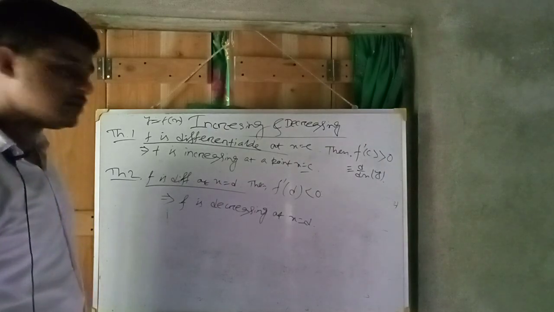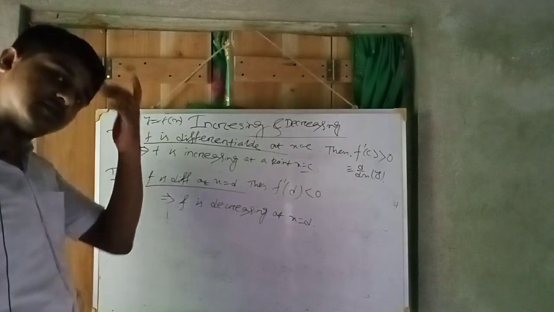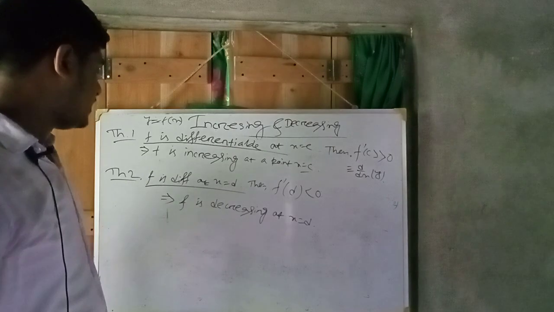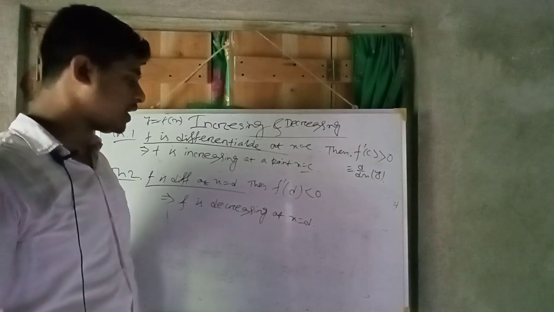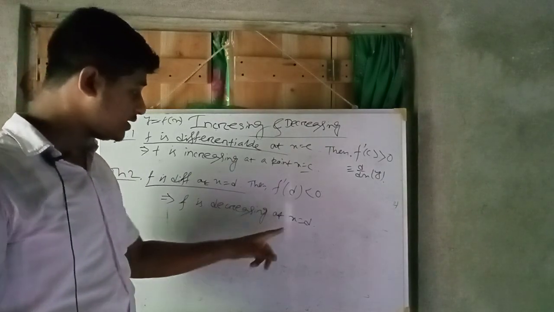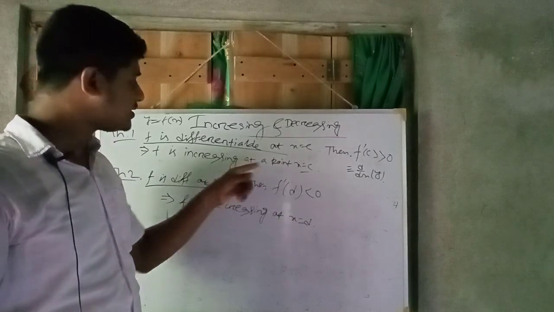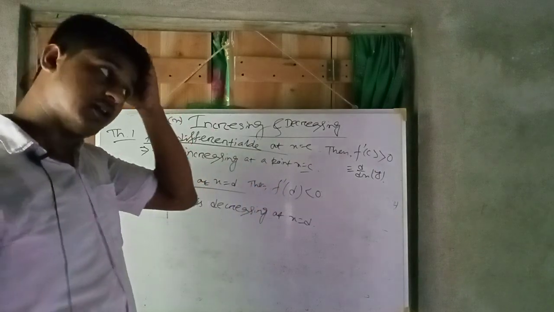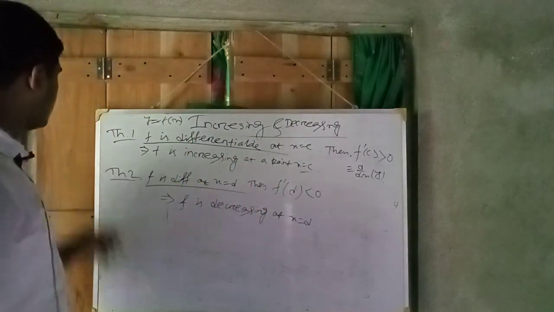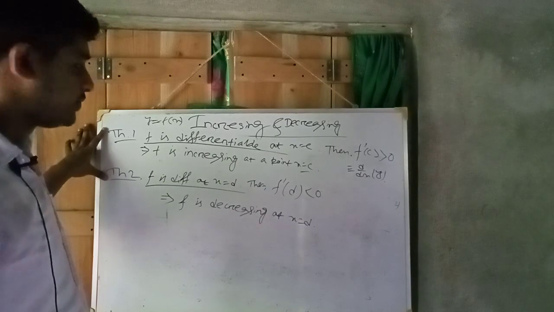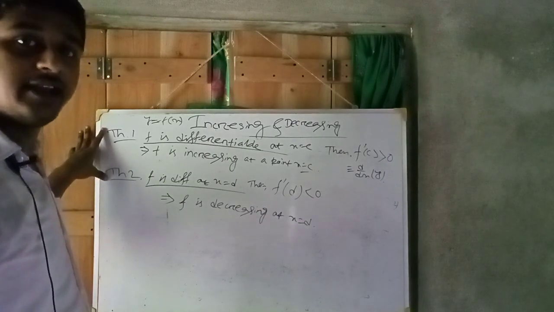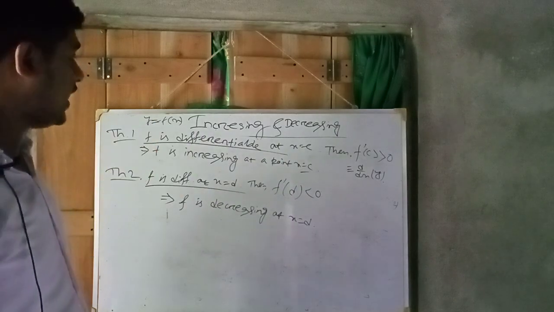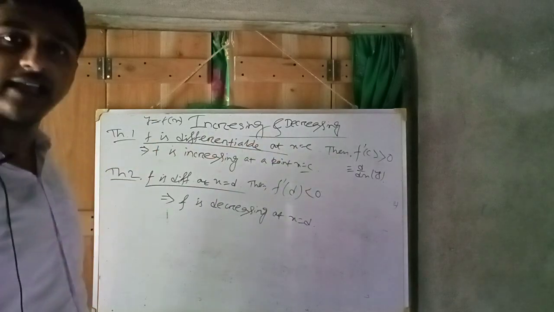So if f dash is greater than 0, it represents the increasingness of the function f(x). If it is less than 0, it represents the decreasingness of the function f(x) at a point d, and increasingness at a point c where f is differentiable. Okay, on the basis of these two theorems, we solve any such type of problem, any function having increasingness and decreasingness as a property.